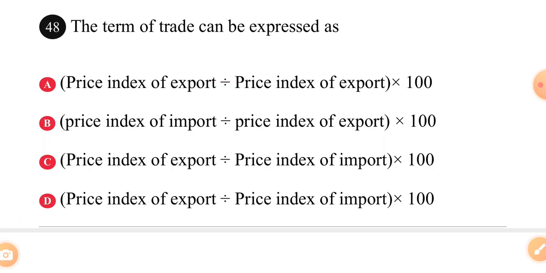The term of trade can be expressed as dash. This one is technical. JAMB is a very technical exam.